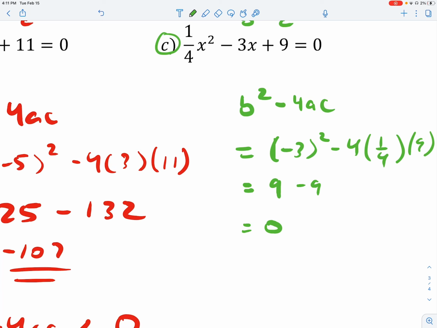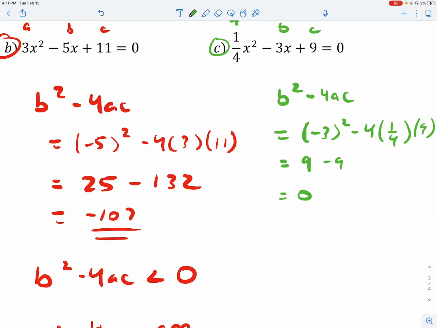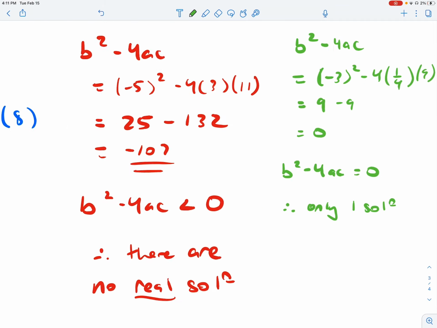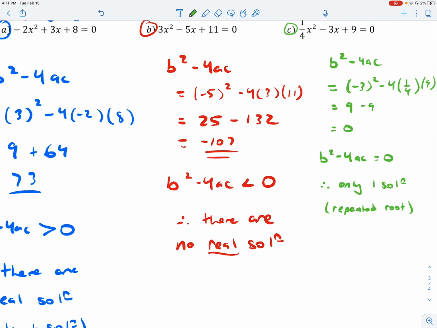Okay. So if our discriminant is 0, that means we have the square root of 0, which is nothing. We only end up with one solution. Okay, so b squared minus 4ac is equal to 0. Therefore, only one solution. Okay. All right. Sometimes this is called a repeated root. And I'll explain that a little bit more later on what that means.